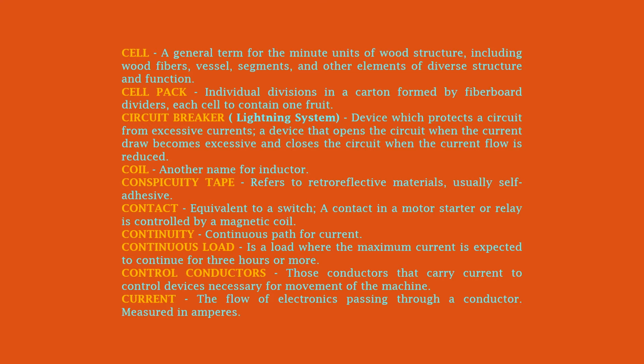Continuity. Continuous path for current. Continuous load is a load where the maximum current is expected to continue for 3 hours or more. Control conductors. Those conductors that carry current to control devices necessary for movement of the machine. Current. The flow of electrons passing through a conductor, measured in amperes.